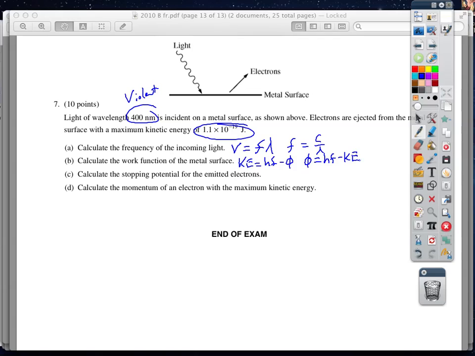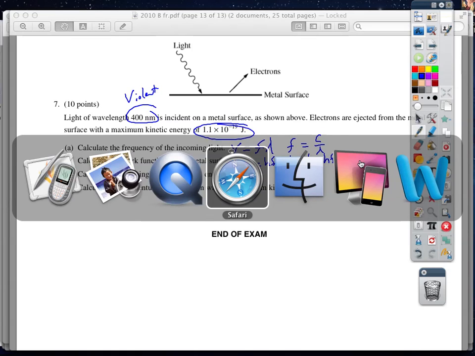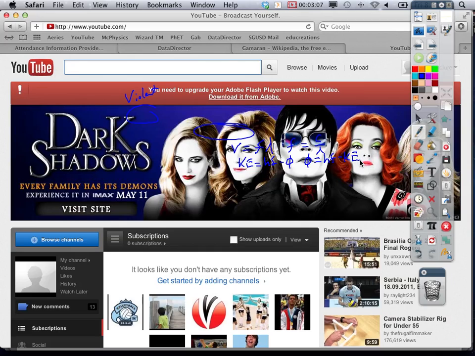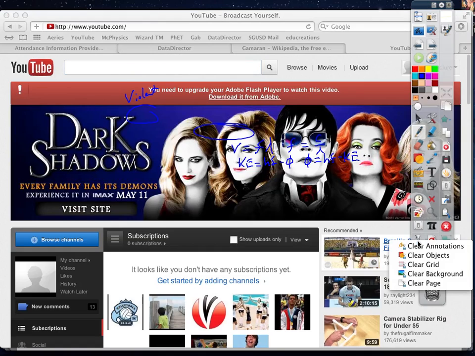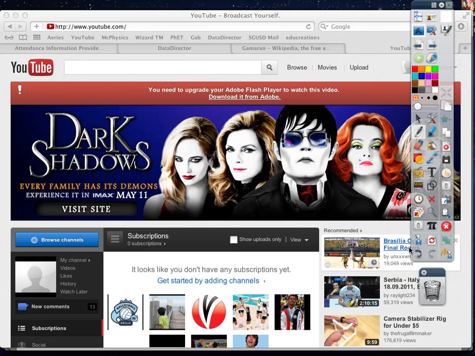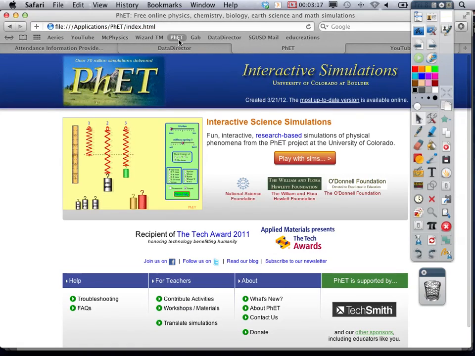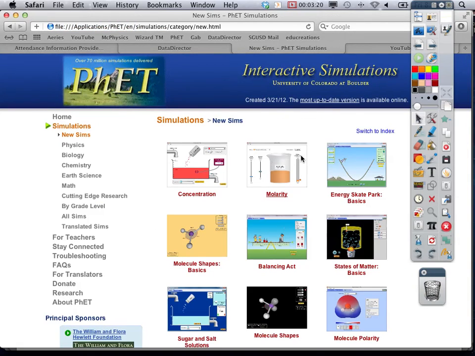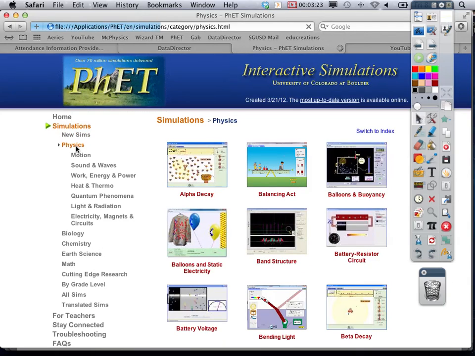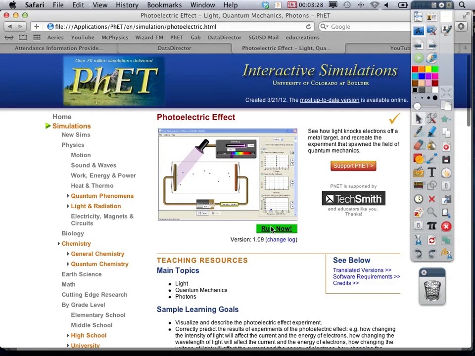All right. Calculate. You can start studying now. I know, right? Then calculate the stopping potential for the emitted electrons. Okay. Do you remember the? Actually, let's just do this because this will make this very. That's pretty funny, actually. Okay. Is that being recorded as well? Yes. That's awesome.